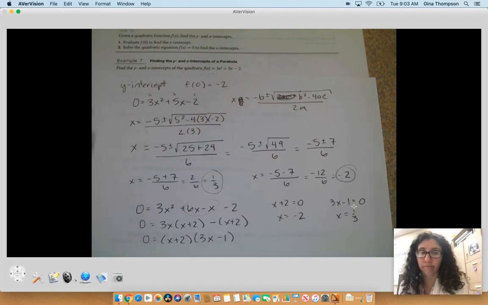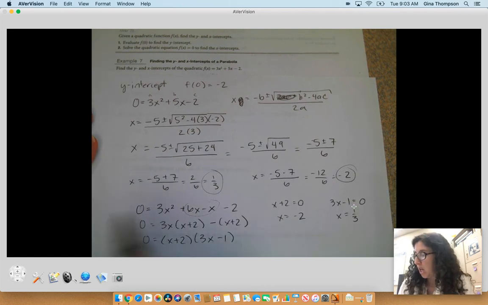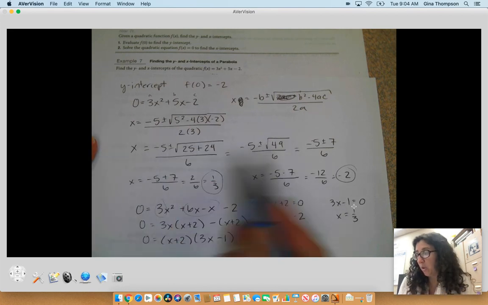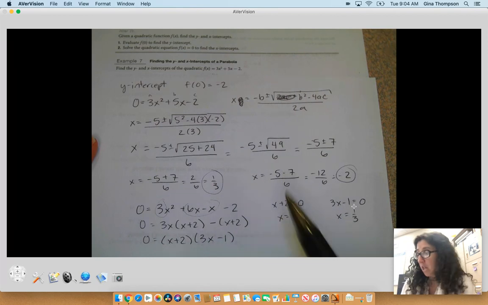Same thing. Which is easier? I don't know. Factoring things when the leading coefficient isn't 1 is a little bit tricky. You've got to think about it. So maybe in this case, using the quadratic formula might be more straightforward. It's up to you.